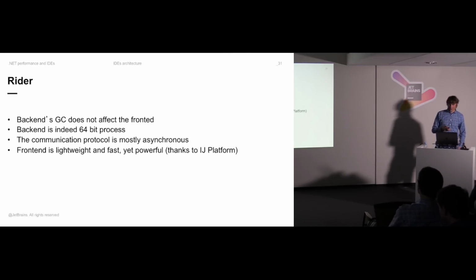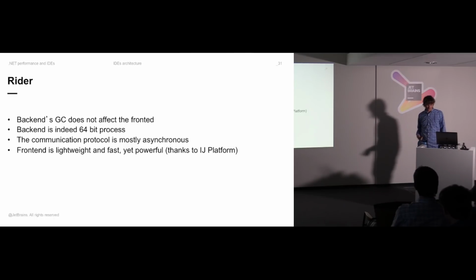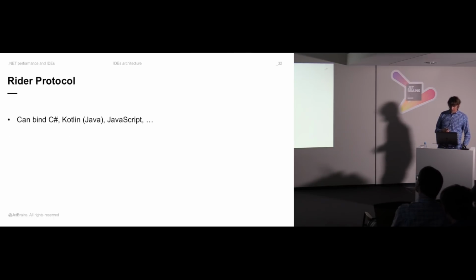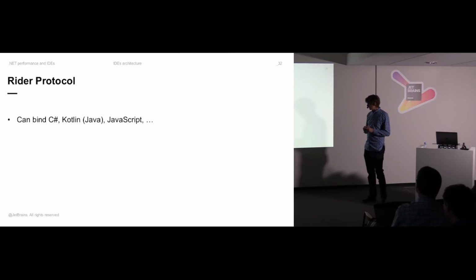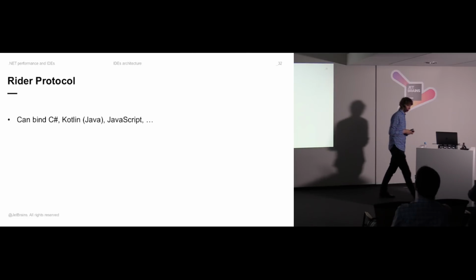Yes, and with this approach we gain lots of cool features from IntelliJ. For example, Matthias showed you today version control support, or HTML, REST client. We get these features for free. IntelliJ evolves and we gain this feature. The backend and the front end are bound with our own protocol. Our own protocol is something really interesting. It can bind C# to C#, C# to Kotlin, any of these languages: C#, Kotlin, Java and JavaScript. And maybe more will come in the future.